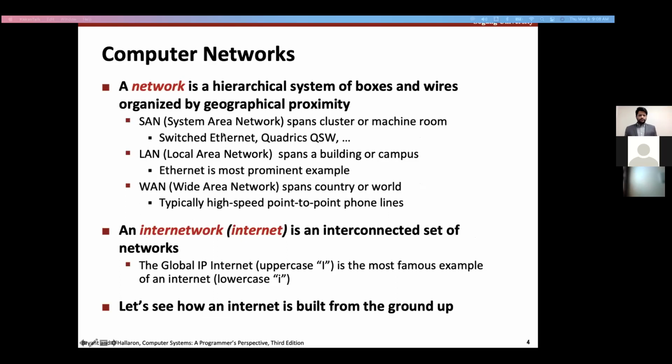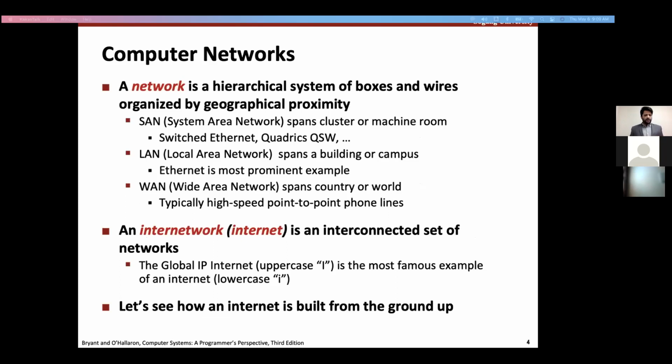So, what is actually a computer network? In general, a network is defined as a hierarchical system comprising a lot of boxes and wires. Most importantly, how they are organized in a geographical proximity. Basically, location or geographical proximity is one of the parameters that defines your network topology, or how your network should be named.